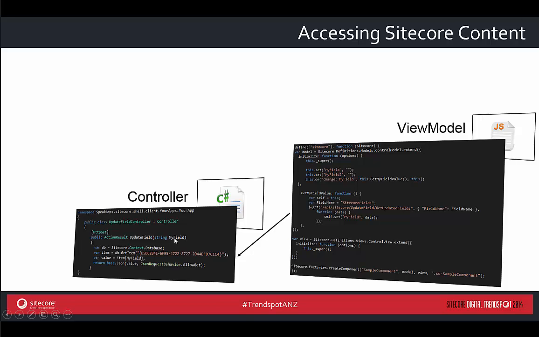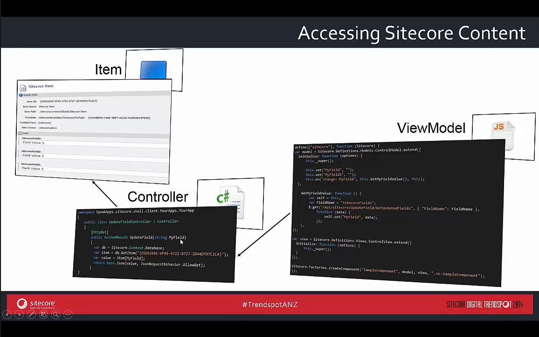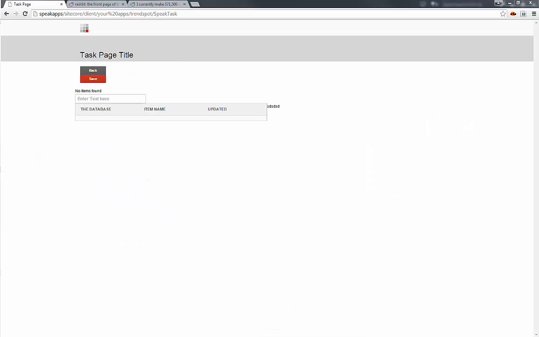It passes through the field, which will be the field I want to pull the value from. It looks through the database for a specific item in this case, but obviously you could pass through an item ID as well, and it gets the value of that field and then returns it in there. I'll just quickly show you an example in Visual Studio.